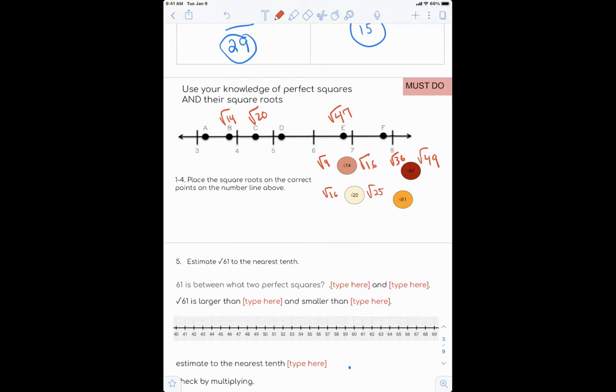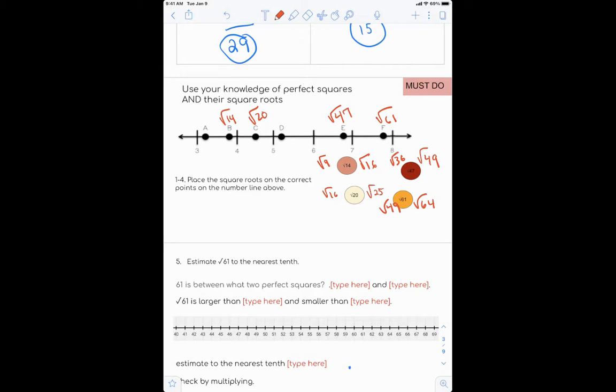And then the last example is the square root of 61, which sits between the square root of 49, which is 7, and the square root of 64, which is 8. I can see it's much, much closer to the square root of 64 because 61 is closer to 64. So I'll put that at point F. So we placed these square roots on the correct points on the number line.